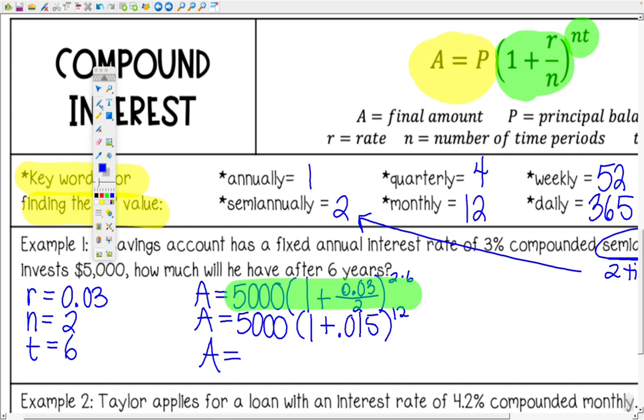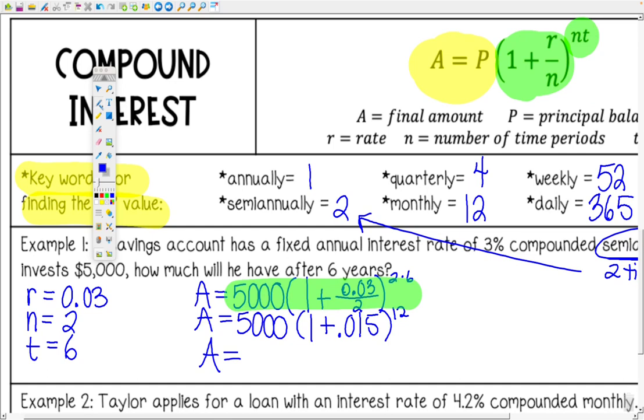The R will be whatever your percent is as a decimal. The N will be whatever they're telling you how many times it's getting compounded, okay? So no, it will not always be 3%. It will not always be 2 times compounded. It will not always be 6 years. Those numbers will vary based on what they're telling you in the problem.